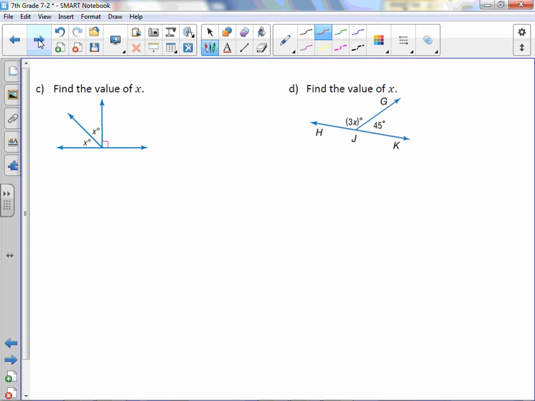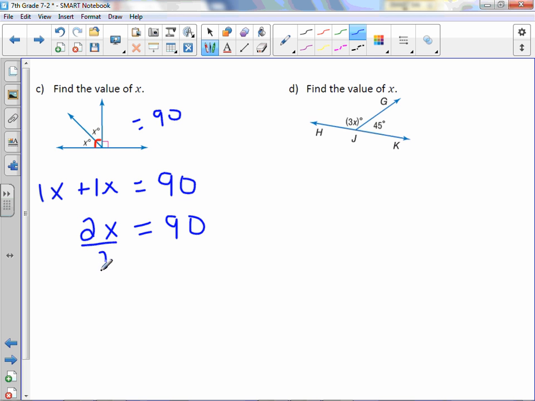Letter C. If this is a straight line and this portion is 90, I know that this portion is also 90 degrees. So I know that x plus x equals 90 degrees. Now remember, you can combine like terms. They are the same thing. So 1x plus 1x is 2x equals 90. Divide by 2. X equals 45.